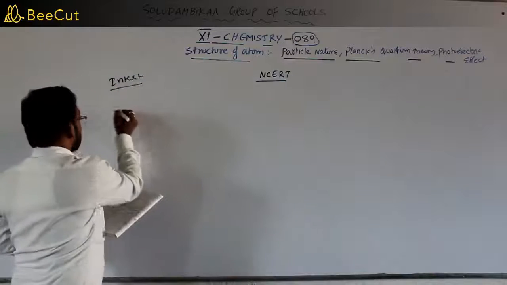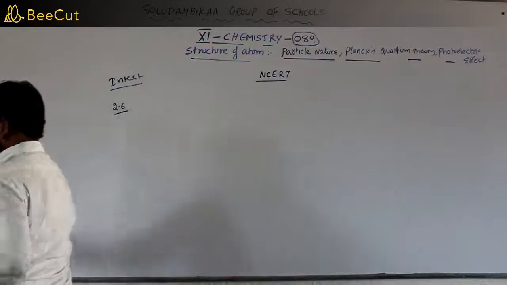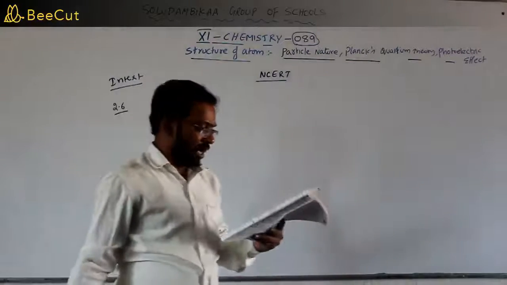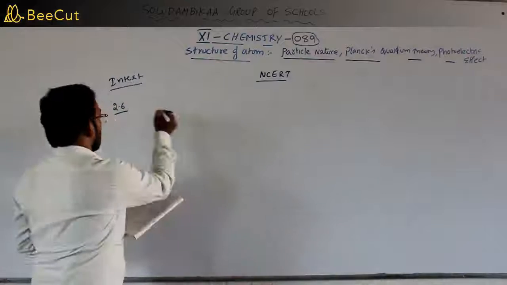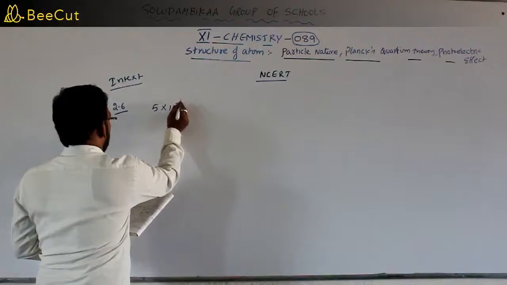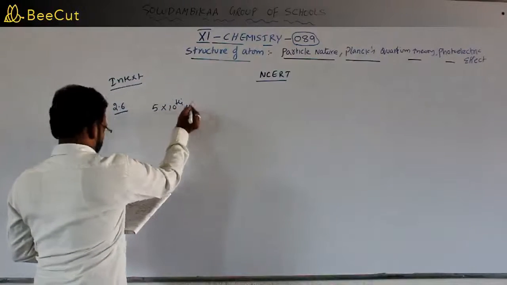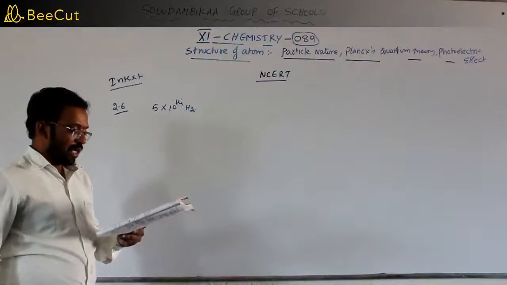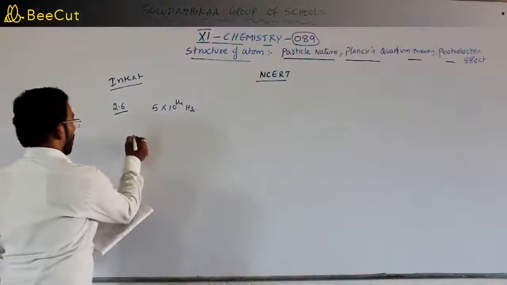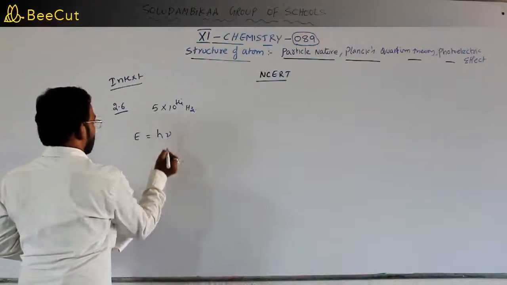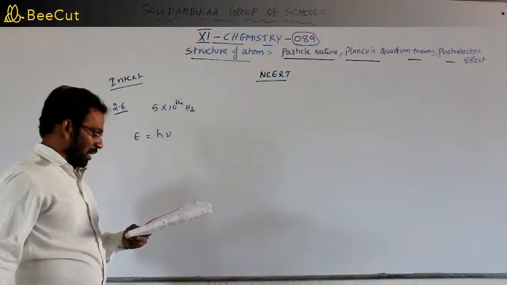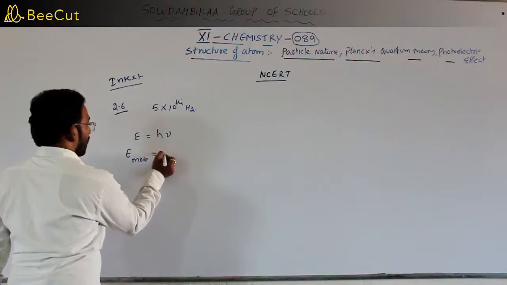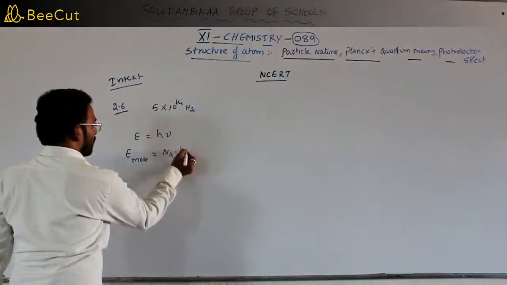Question number 2.6. Calculate the energy of 1 mole of photons of radiation whose frequency is 5 into 10 power 14 hertz. We know that they asked for 1 mole of photons. So here energy is equal to h nu. For 1 mole of photons, we need to multiply with Avogadro's number, Na into h into nu.